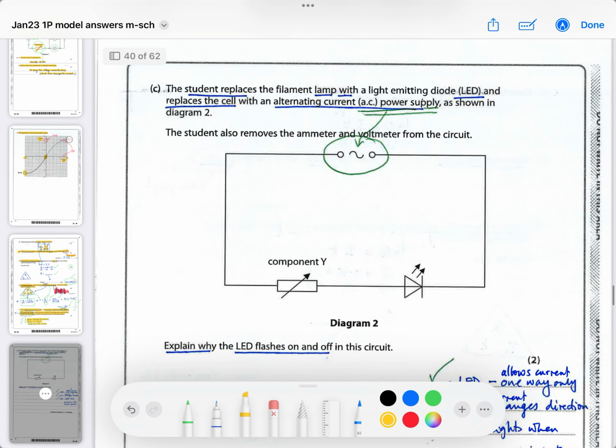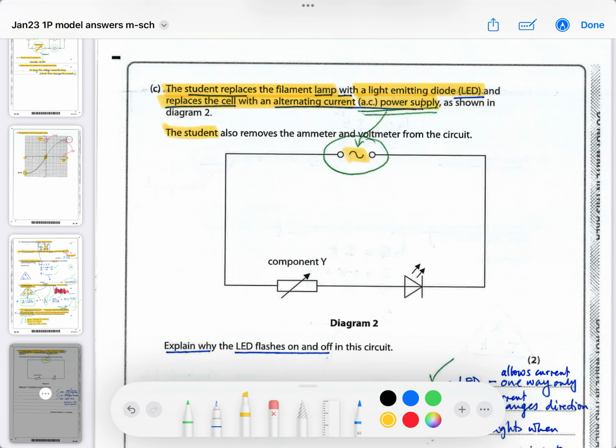Okay, now part C is going into using an AC power supply. An AC power supply looks like this, instead of having a DC power supply where one is positive and the other is negative. So what does AC mean? Alternating current. Okay, so the student replaces the filament lamp with what? A light-dependent LED diode. And replaces the cell with an alternating current power supply. Yeah? As shown in the diagram.